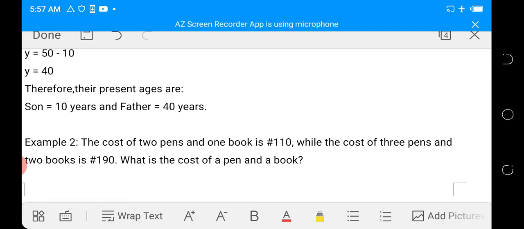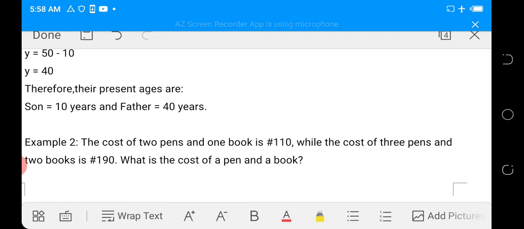Before you do anything, understand what the question is saying. Let's go through the question again. The cost of buying 2 pens and 1 book is 110 naira, while the cost of buying 3 pens and 2 books is 190 naira. What is the cost of a pen and a book?